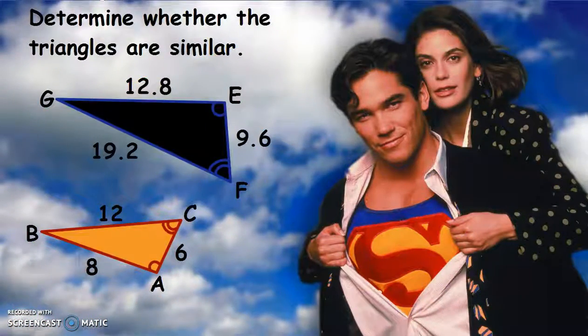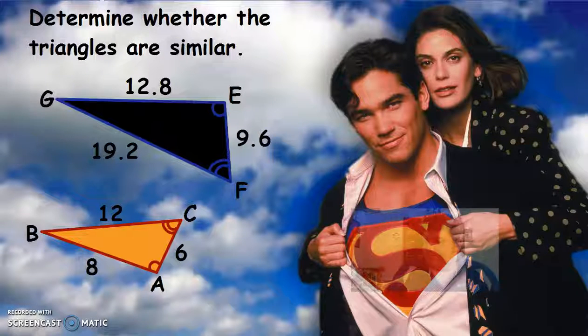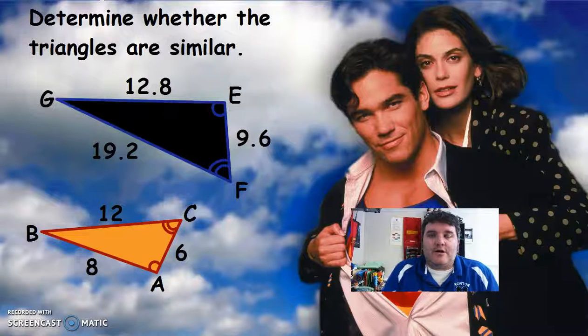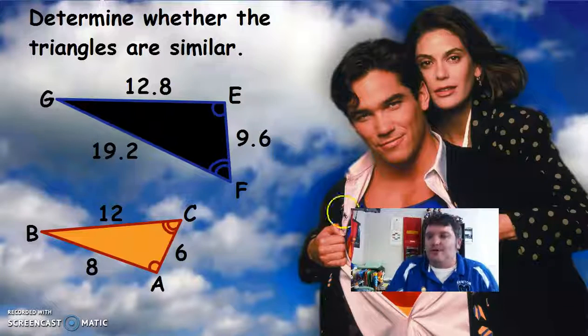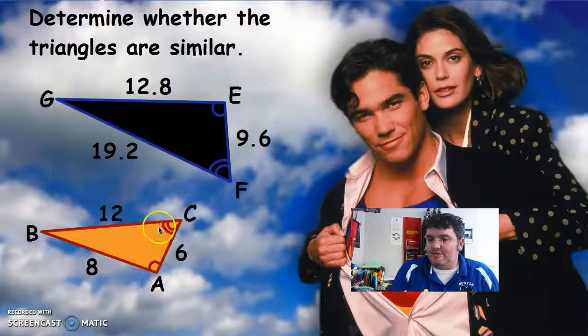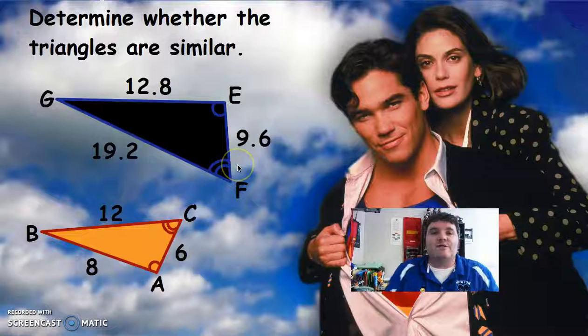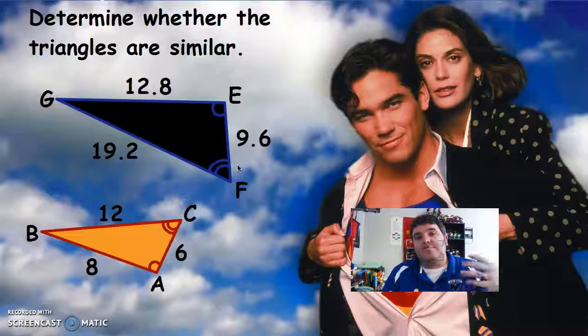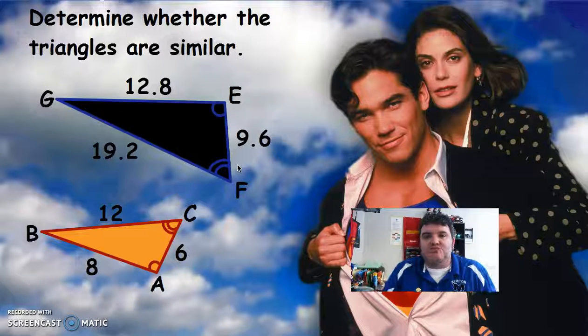Now, let's determine if these are similar. Of course they are. They have congruent angles. This angle and this angle, this angle and this angle. I don't need to know about the sides. Yes, I could proportion out the sides and find out this is also side-side-side similarity, but once you got angle-angle, done.